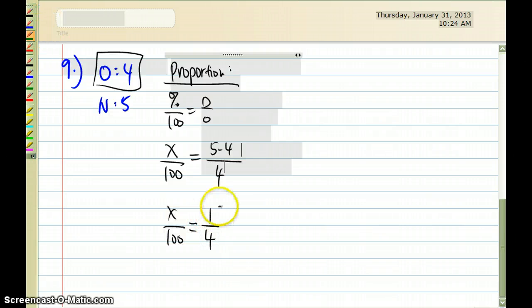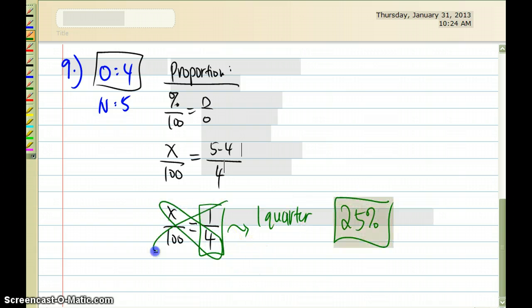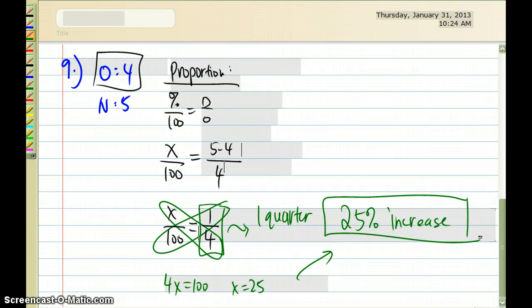And actually, here I would be able to even just look at this fraction and think, well, what is that percent? Well, that percent is the same as 1/4, and a quarter is the same as 25%, just like the amount of a quarter in money. So that would be my answer. And if you wanted to cross cancel here, you would still get that same answer, 25%. I almost forgot, it is an increase because it went from 4 to 5.